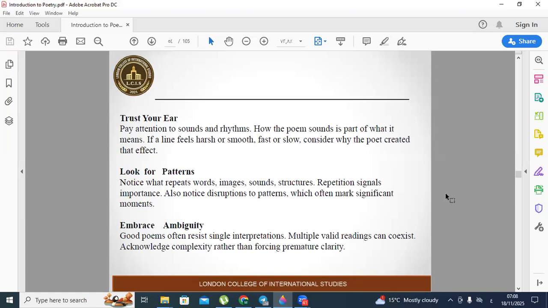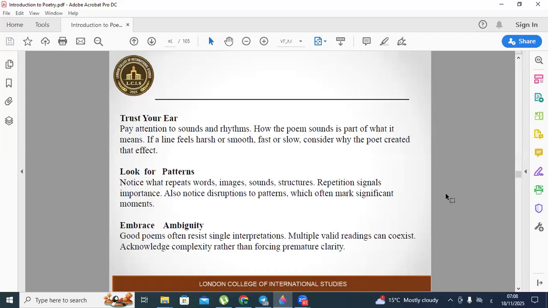Second, look for patterns. Notice what repeats: words, images, sounds, structures. Repetition signals importance. If night or darkness appears five times in a short poem, that's clearly significant. Also notice disruptions to patterns, which often mark significant moments. If a poem maintains a steady rhythm, then suddenly breaks it, that break likely emphasizes something important.